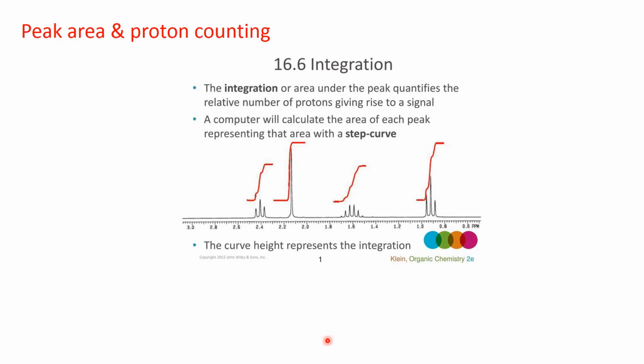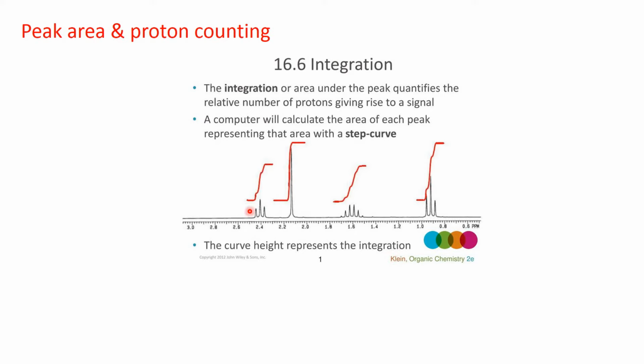Now coming to peak area and proton counting. See, for a particular proton or set of equivalent protons, we'll get the NMR signal, that NMR peak. It may be a single peak or it may be a multiplet where a number of peaks are closely spaced. In most cases, we will get the multiplet. That is the splitting of these spectral lines. I will discuss it now.